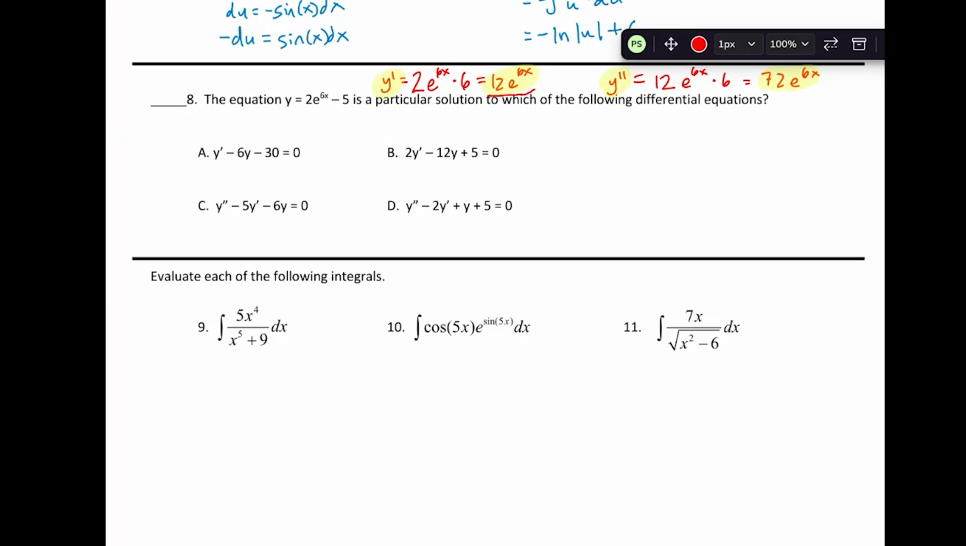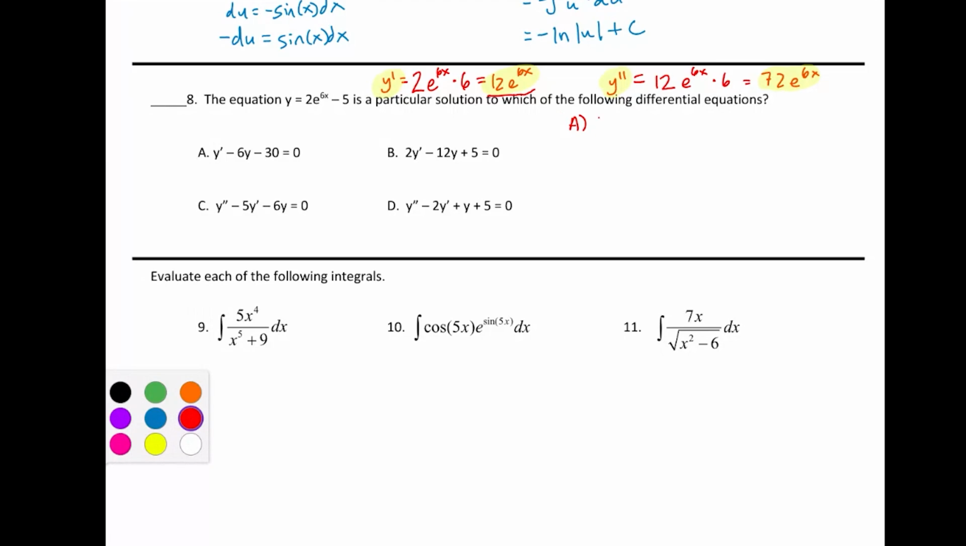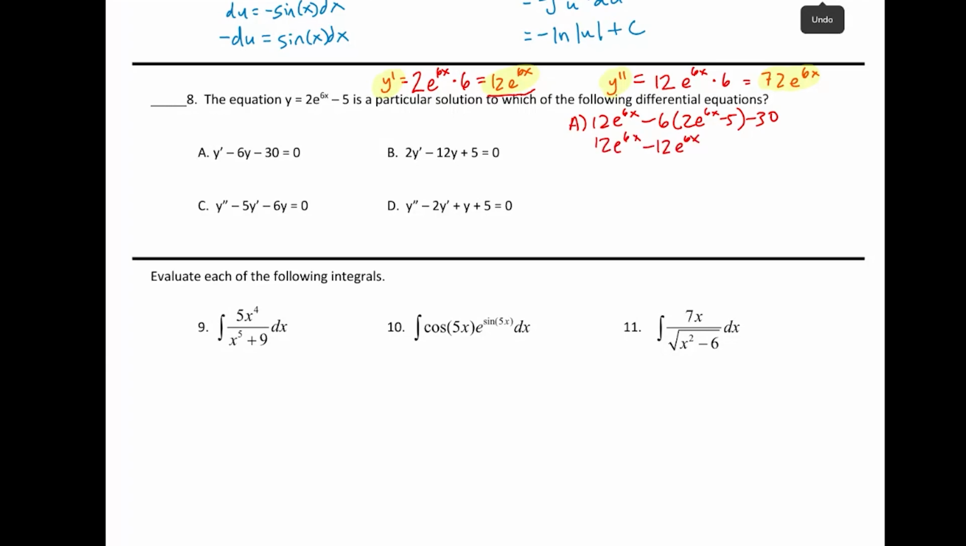And so we are just going to test these into the equations and see which one ends up being true. So for choice A, we've got y prime, which is 12e to the 6x, minus 6 times y, so that's 6 times 2e to the 6x minus 5, minus 30. We want to know, does that equal 0? So let's simplify and find out. We've got 12e to the 6x minus 12e to the 6x. So far, so good. Plus 30, just distributing this negative 6, minus 30, that does in fact equal 0.